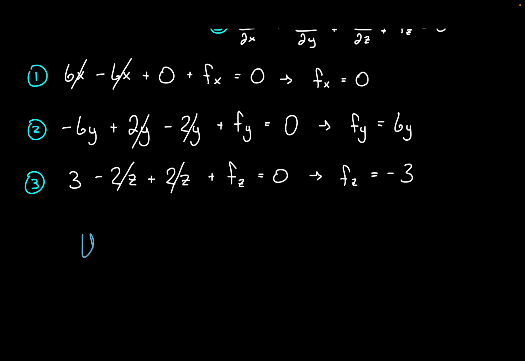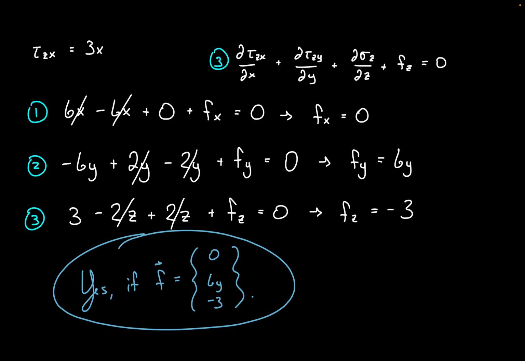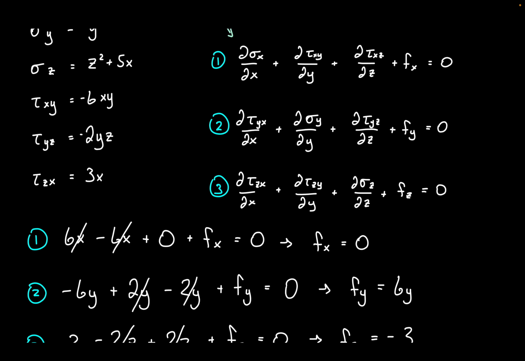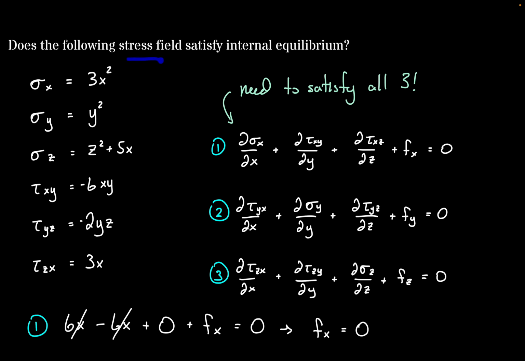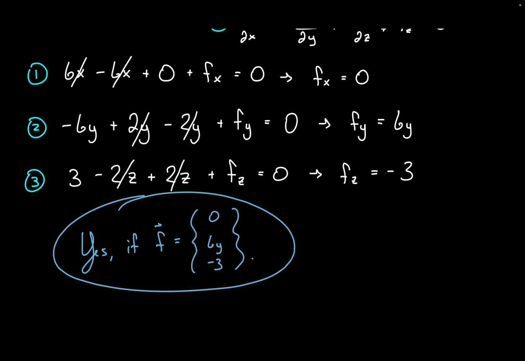So we can essentially say, yes, this will satisfy internal equilibrium if our body force vector F is equal to 0, 6y, negative 3. So we're taking our fx, fy, and fz values and putting them into a column vector. So essentially this stress field of these 6 stresses will satisfy internal equilibrium if the following body force vector is true.